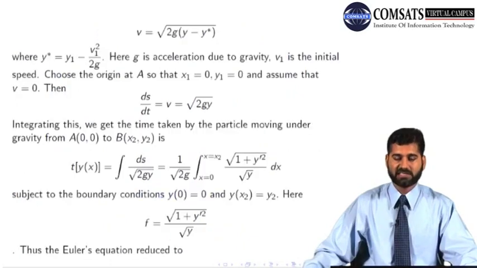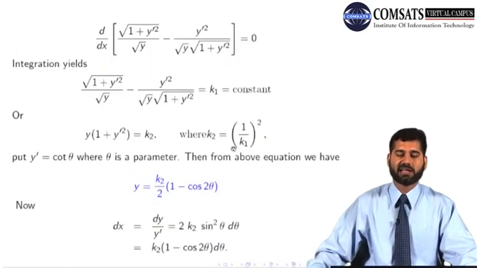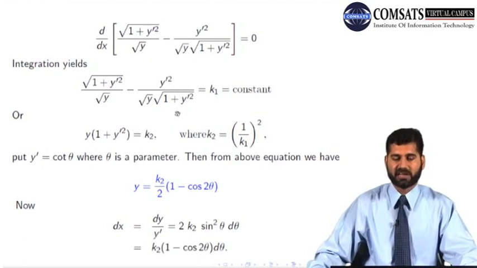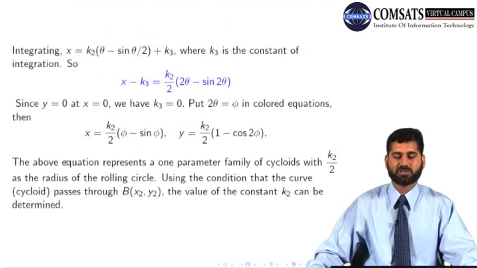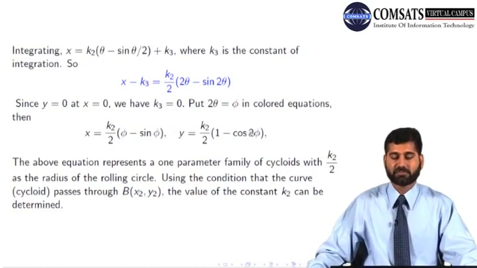When we minimized the functional, first of all we created the integral. This is the integral we got, our f of x, y, y prime, and using this f we wrote the Euler-Lagrange equation, and solving it we arrive at this solution, which is x equals k2 by 2 times phi minus sin phi, y equals k2 by 2 times 1 minus cos phi. This is not 2 phi, this is cos phi. We replaced 2 theta by phi, so this is cos phi. This is what we got.